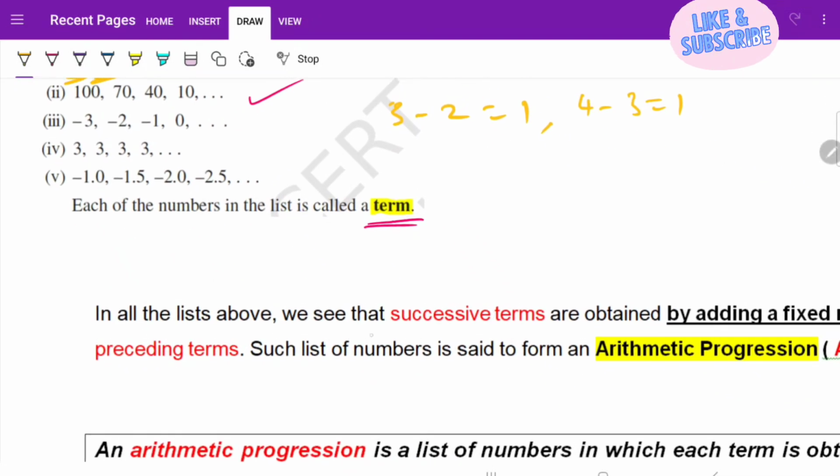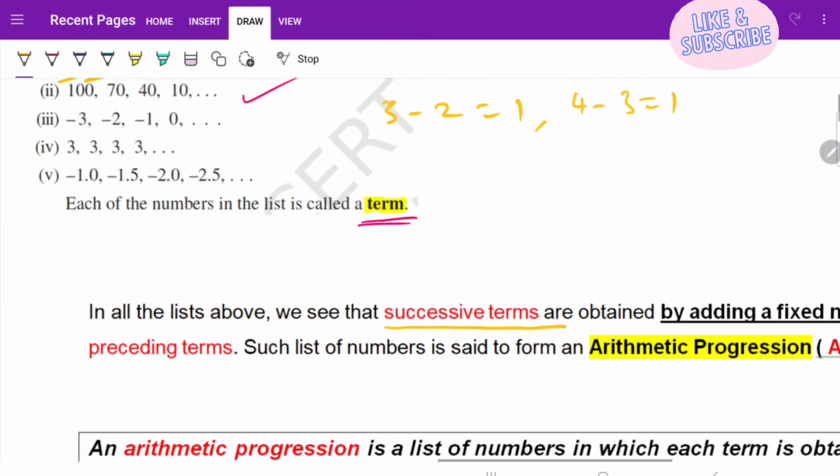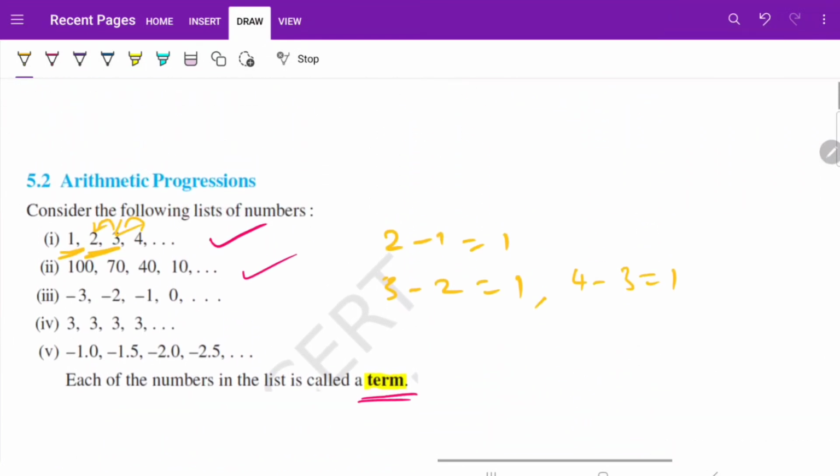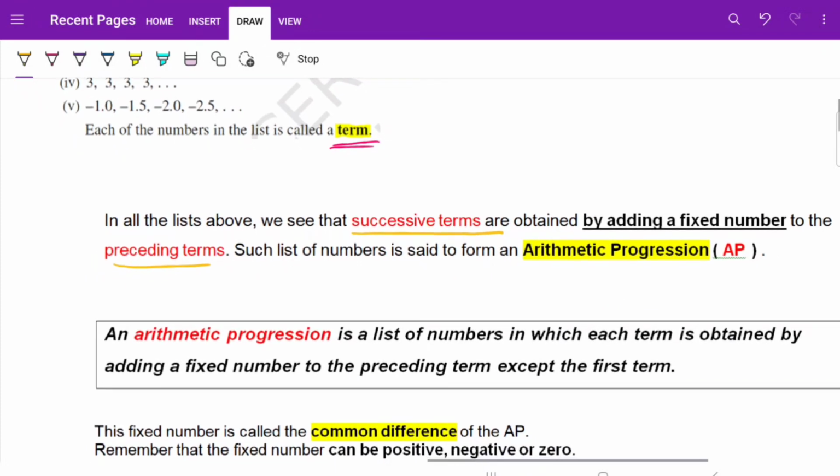Here you see the definition. We see that the successive terms, that means the terms one after another, are obtained by adding a fixed number to the preceding terms. How do you get the second term? By adding 1 to the first term. 1 plus 1 is 2, 2 plus 1 is 3, 3 plus 1 is 4, 4 plus 1 is 5 and so on. In this way we get the series. Such a list of numbers is called an arithmetic progression, in short AP.